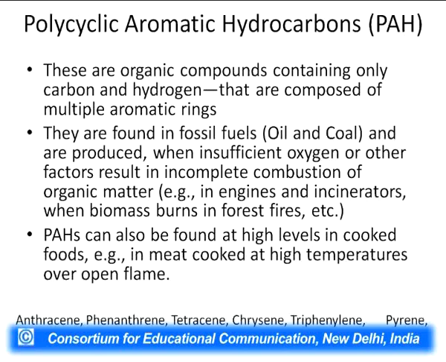When meat is cooked at high temperature over an open flame, the chances of formation of PAHs around the meat are significant, and that is also supposed to be very dangerous. Some examples of PAHs are anthracene, phenanthrene, tetracene, chrysene, triphenylene, pyrene, pentacene, benzo[a]pyrene, dibenzo[a]pyrene, and ovalene.